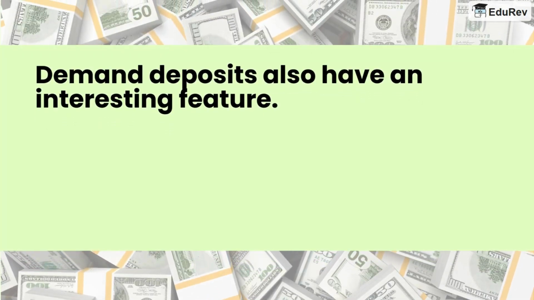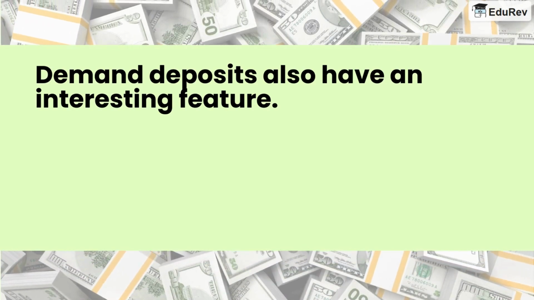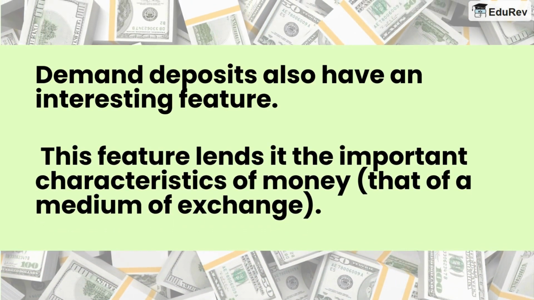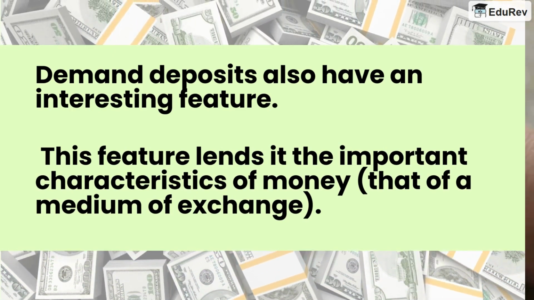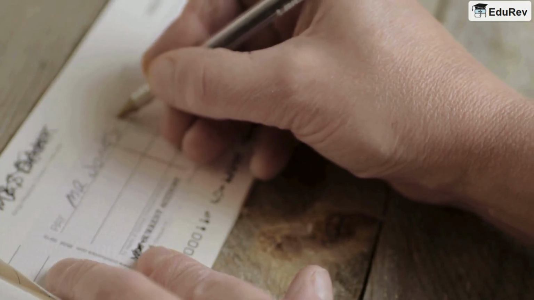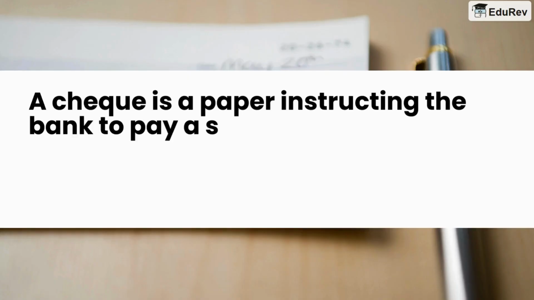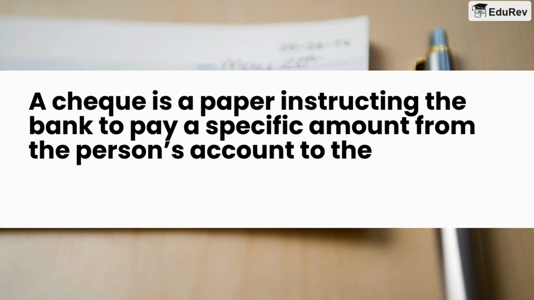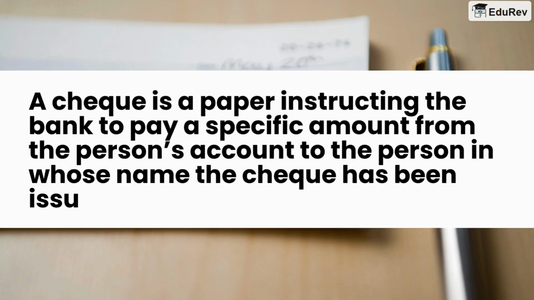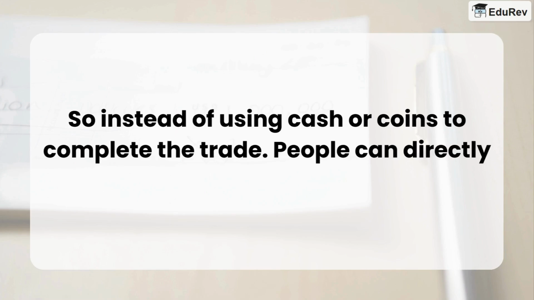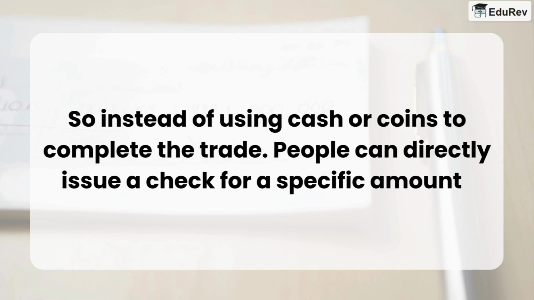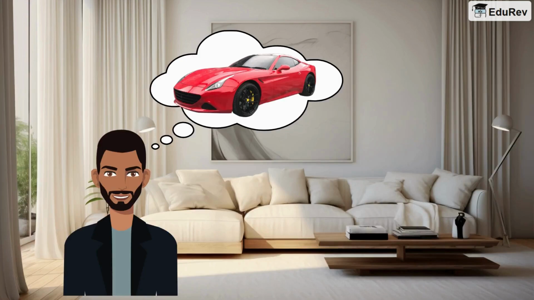Demand deposits also have an interesting feature. This feature lends it the important characteristics of money, that of a medium of exchange. You must have seen the use of checks instead of cash. A check is a paper instructing the bank to pay a specific amount from the person's account to the person in whose name the check has been issued. So instead of using cash or coins to complete the trade, people can directly issue a check for a specific amount.